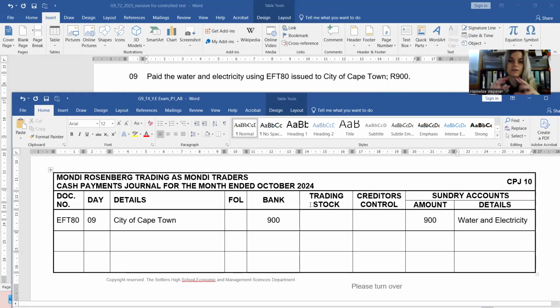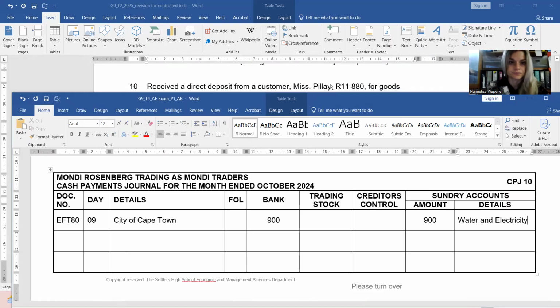Remember, you're only allowed to have the account name there. You may not include any other words, then you will not get your mark. For instance, you can't now say water and electricity expense or paid water and electricity. You are not allowed to do that. It's only the account name.